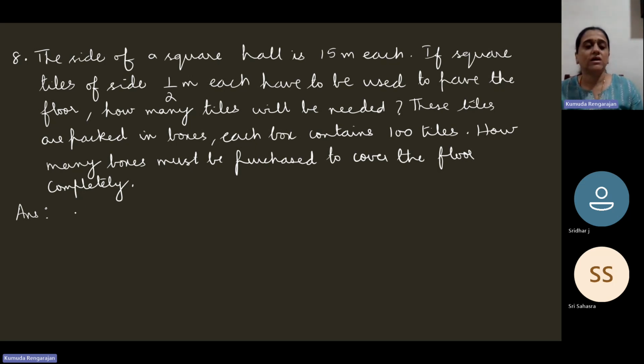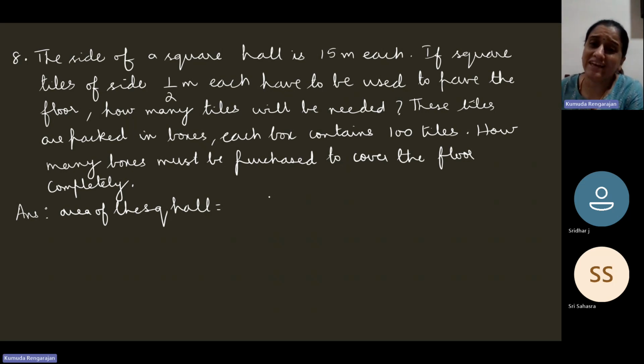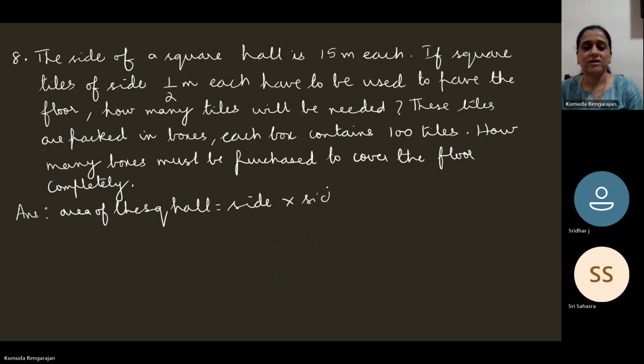Now listen to me. What is the area of the square hall? 15 squared. Area of the square hall is equal to side into side, which is 15 into 15, 225 meters square. Okay. Keep this.